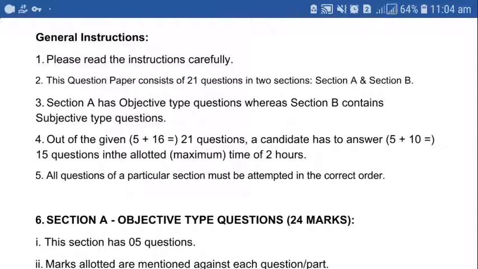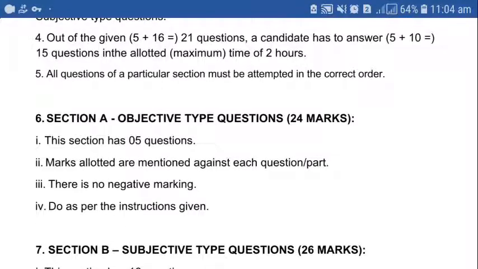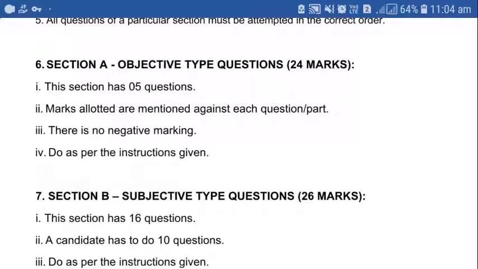All questions of a particular section must be attempted in the correct order. So you should not change the order of the questions. You have to do all the questions in order, in sequence. Now section A, objective type questions, carries 24 marks, and this section has 5 questions. Marks allotted are mentioned against each question or part. There is no negative marking, so do as per the instruction given.